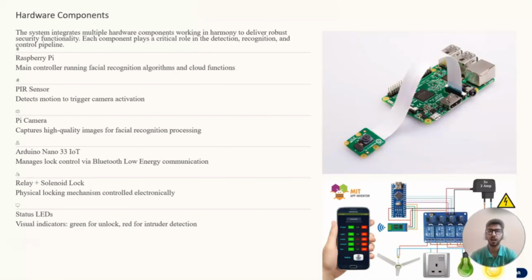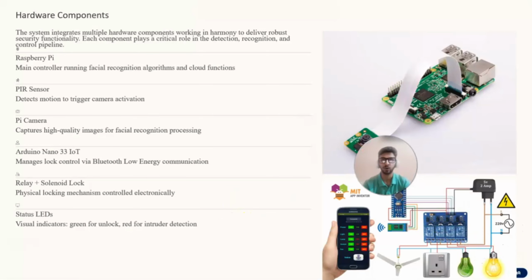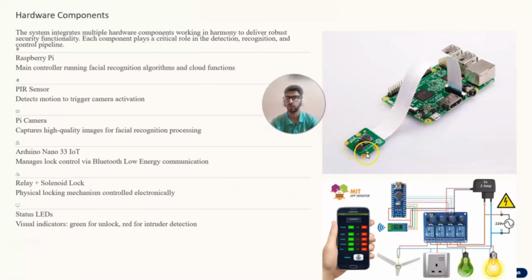The hardware components included in my project are this Raspberry Pi board along with the camera, which will recognize the faces. Then there is a PIR sensor, which is the motion sensor, which will detect the motion, and only after the motion is detected will the camera recognition take place. Otherwise, the camera will not start recognizing faces. I have used this technique for optimization so that the camera does not remain open all the time. Secondly, I have also used an Arduino Nano 33 IoT mainly for the lock control system.